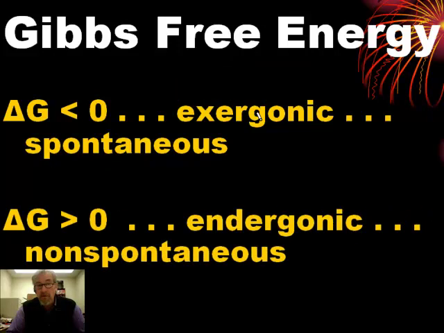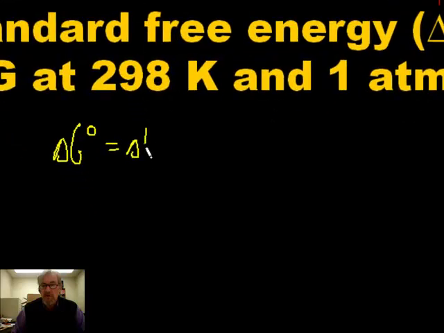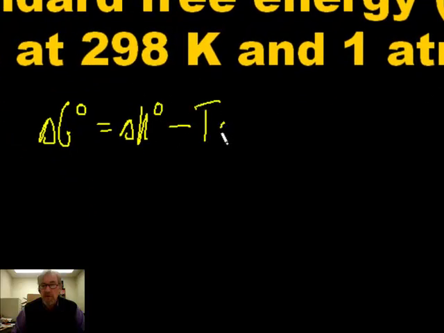If delta G is a positive number, that's called endergonic. You might have already figured that out because endo means in, and that means it's non-spontaneous. To make this change happen, you will have to provide the work. Work will have to go in, so non-spontaneous. The standard free energy, delta G naught, of course, is delta G at 298 kelvins and 1 atmosphere. So we can define it mathematically as delta G naught is equal to delta H naught minus T times delta S naught.